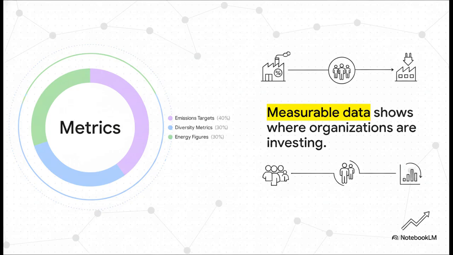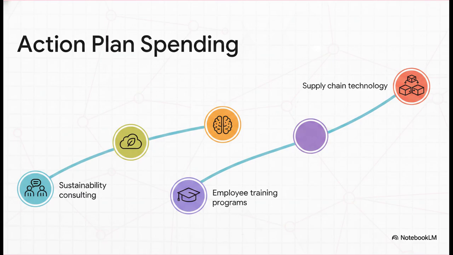Why? Because the numbers dictate exactly where the money is flowing. If a company publicly commits to reducing emissions by 40%, they have to procure the technology and the consulting services to make that happen. End of story. And that brings us to Signal 3, the action plan.